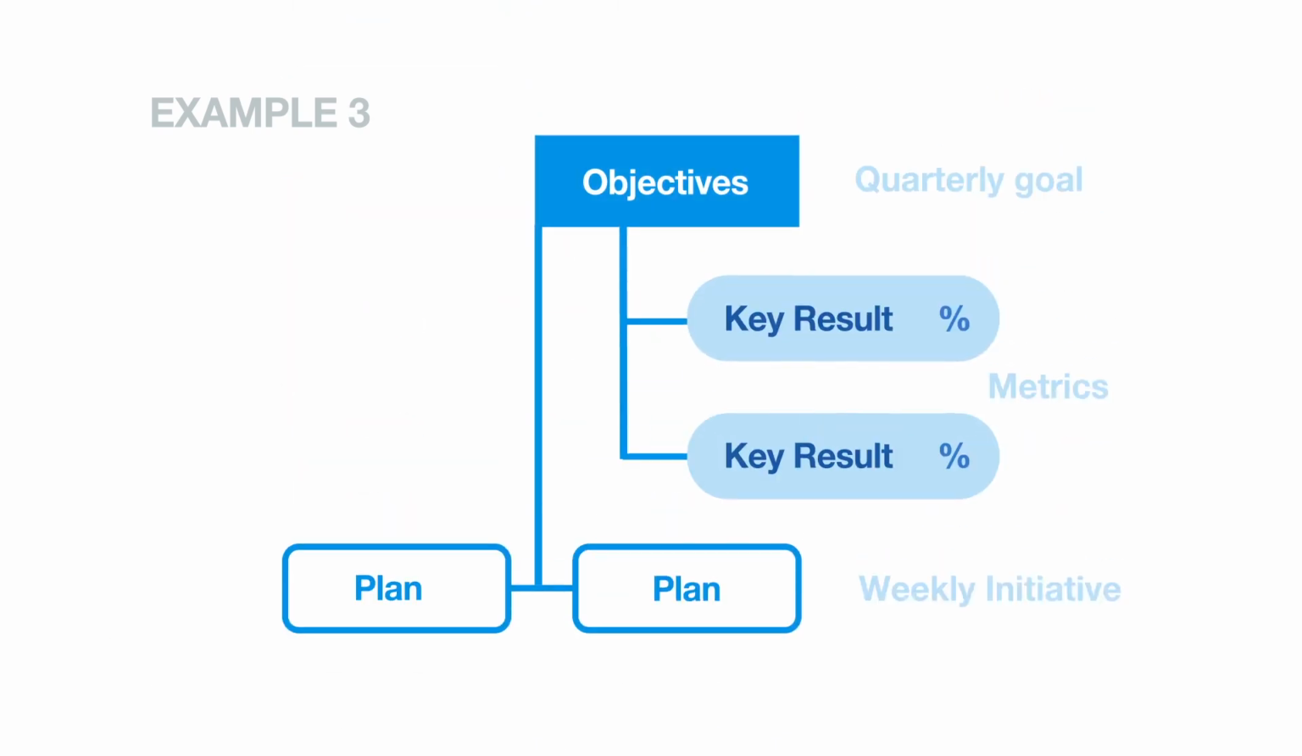Remember, objectives are large aspirational goals, and key results are a quantifiable measurement of that goal. Hopefully, with these examples, you have a better idea on how to write your own OKRs.